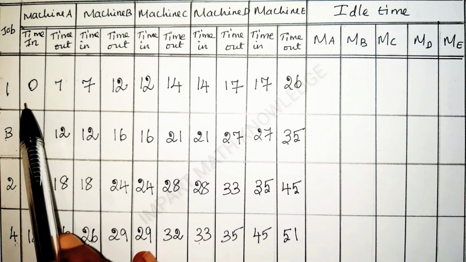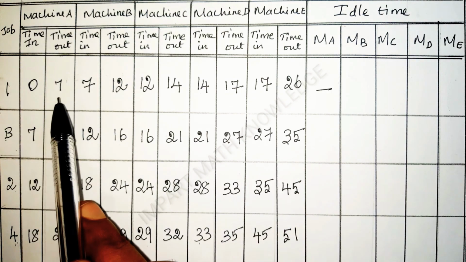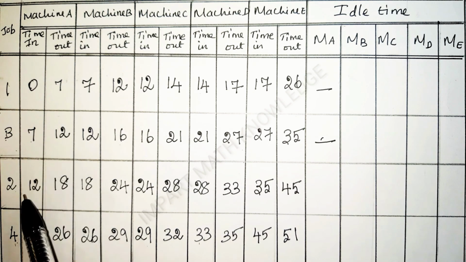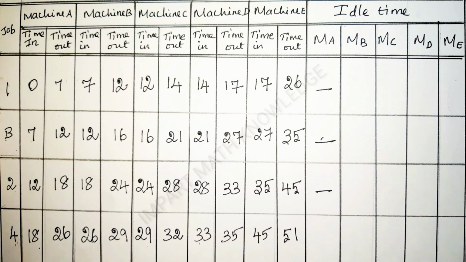For machine A, the work starts immediately, so no idle time. Here also the work starts immediately, so no idle time. Job 2, it starts immediately, no idle time. Job 4, it starts immediately, so no idle time.